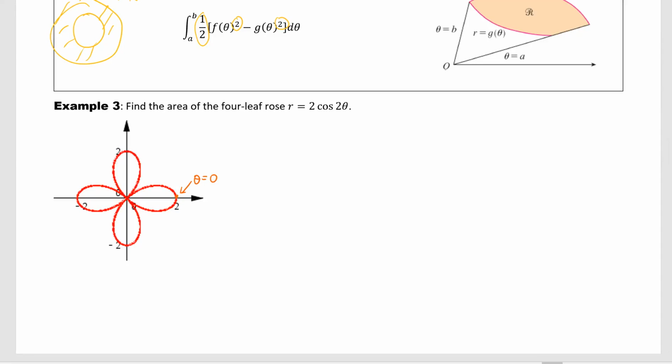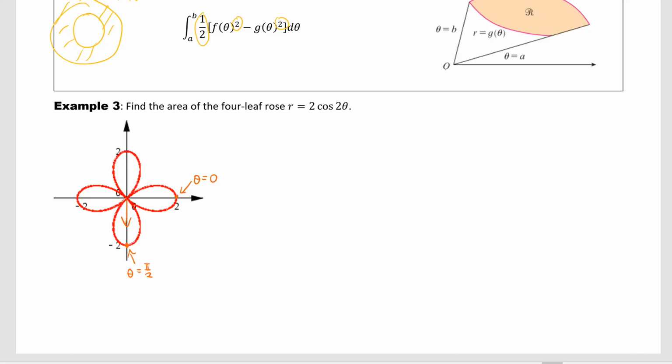How about when theta equals pi over 2? Well, cosine of pi over 2 times 2 is what? Pi over 2 times 2 is pi. Cosine pi is -1. And so we get -2. Oh, so when the angle is pi over 2, the r is -2. So -2, so you go backwards. So actually here, this guy corresponds to pi over 2.